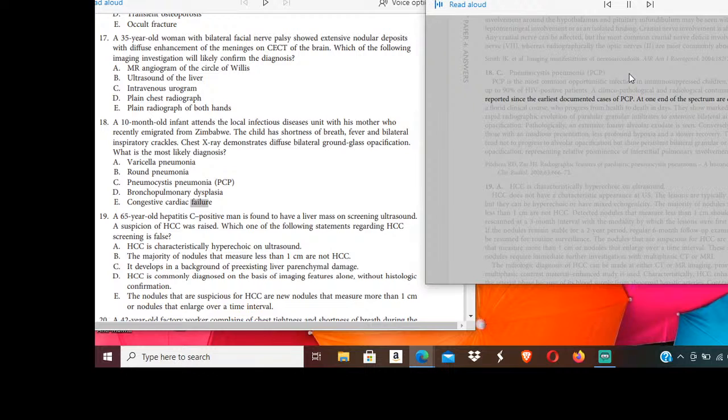At one end of the spectrum are children with a florid clinical course who progress from health to death in days. They show marked hypoxia and rapid radiographic evolution of perihilar granular infiltrates to extensive bilateral airspace opacification. Pathologically, an extensive foamy alveolar exudate is seen.